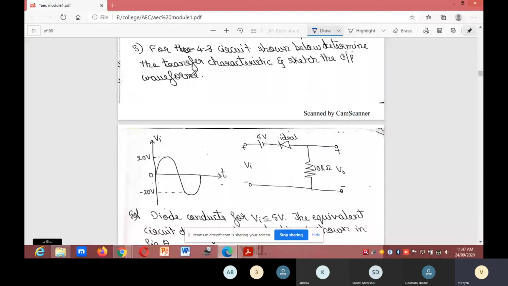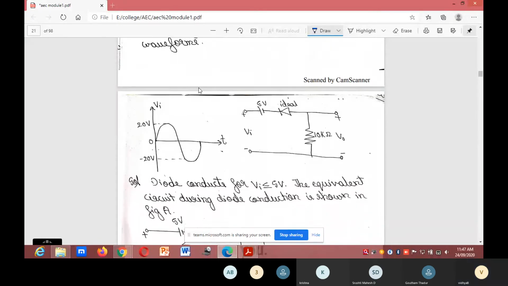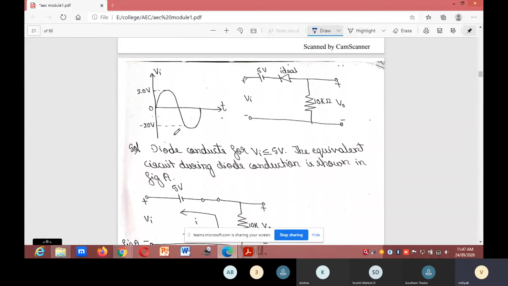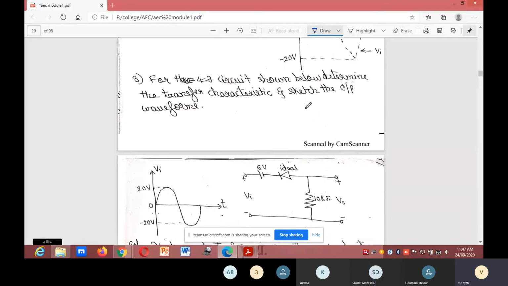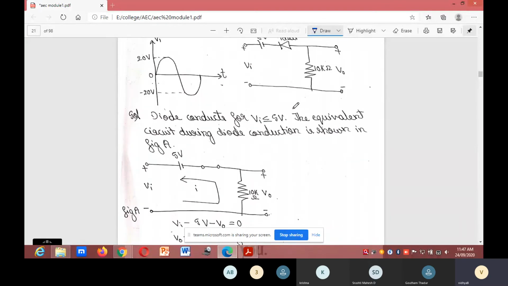Next problem. For the circuit shown below, determine the transfer characteristics and sketch the output waveforms. This is the input waveform, and this is the circuit they have given. We need to draw the transfer characteristics and output waveform.